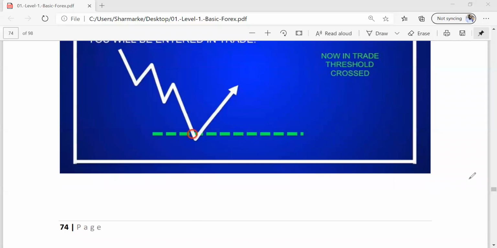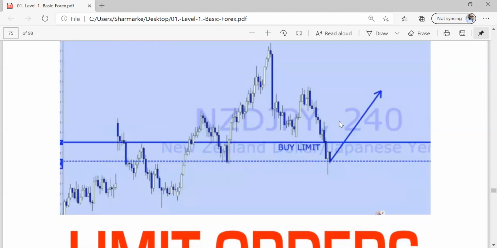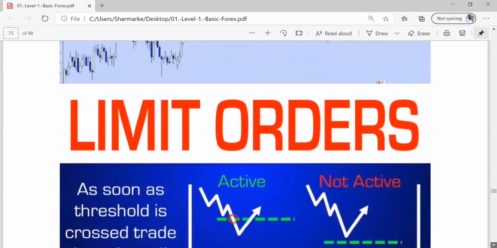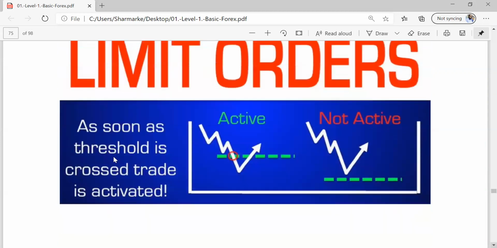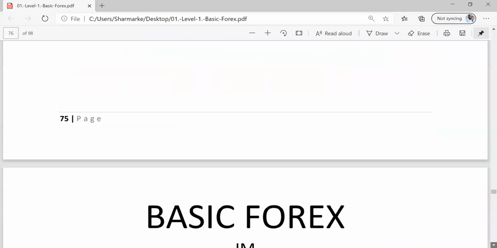Yeah, it's amazing. As you can see here, the market goes down, you put your buy limit here, the market goes and then comes back. That's what we call limit orders. As soon as the threshold is crossed, the trade is activated. As soon as the market goes here and then comes back, boom, it opens. And here, not active. The market comes close to the place you have put your limit, goes back, and you have nothing to do with it.